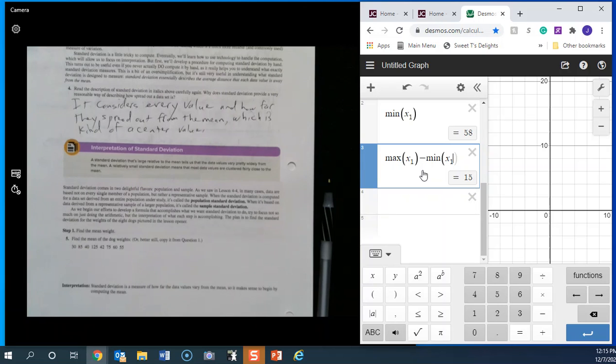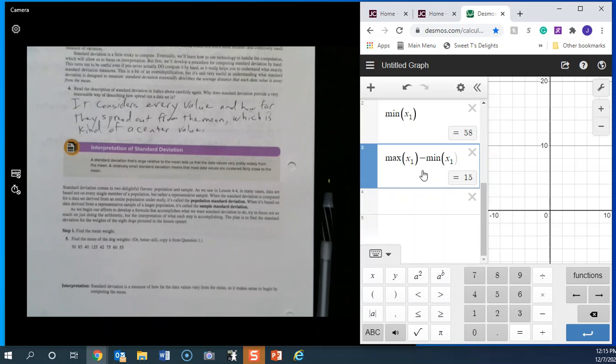Interpretation of standard deviation. A standard deviation that's large relative to the mean tells us that the data values vary pretty widely from the mean. A relatively small standard deviation means that most data values are clustered fairly close to the mean. Now it says standard deviation comes in two delightful flavors, population and sample. As we saw in lesson 4.4, in many cases data are based not on every single member of a population, but rather a representative sample.